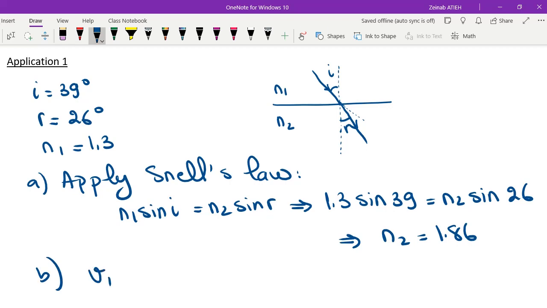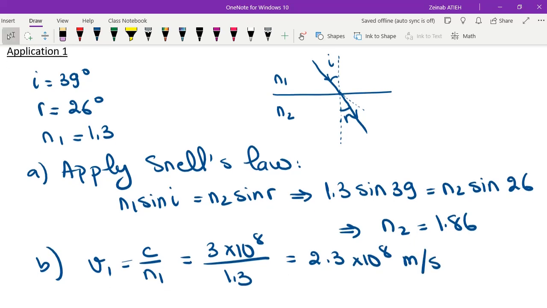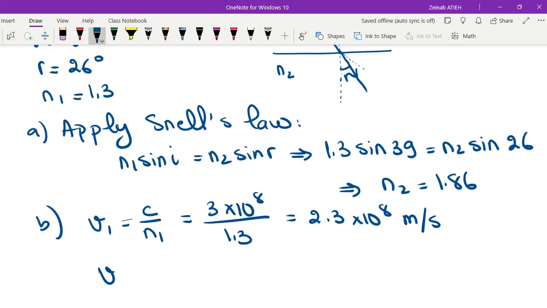So this is part B. If I want to find the speed in medium 1, V1, V1 is the speed of light in medium 1. Okay? It's C over N1. It's equal to 3 times 10 to the power 8 meter per second over N1, which is 1.3. Divide them, you will get 2.3 times 10 to the power 8 meter per second. So this is the speed of light in medium 1.